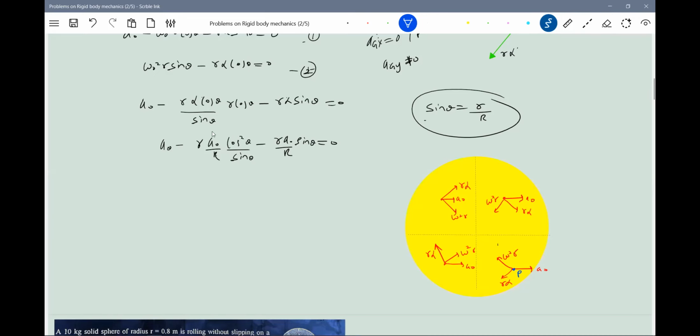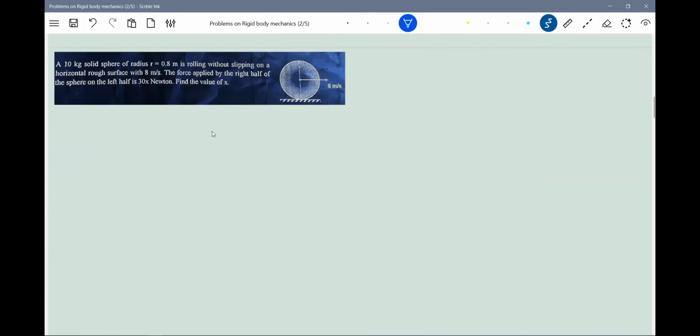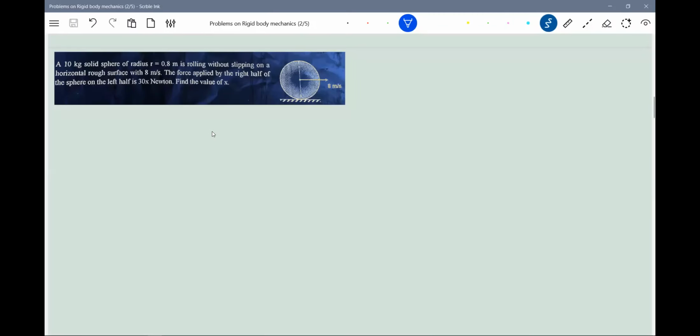We'll take the next one. I want you to really think, it's a very good problem. Very good concept. A lot of concepts are involved. The force applied by the right of the sphere on the left of it is 30x Newton. Find the value of x. I'll permit you to think.